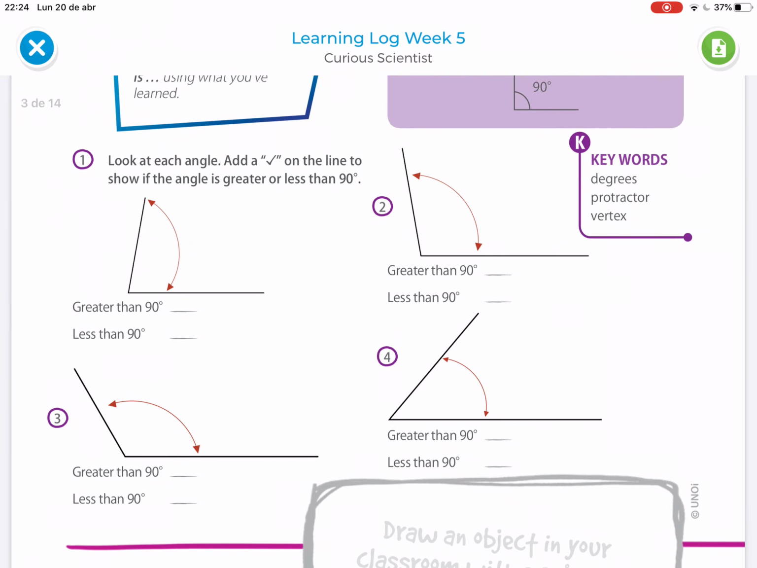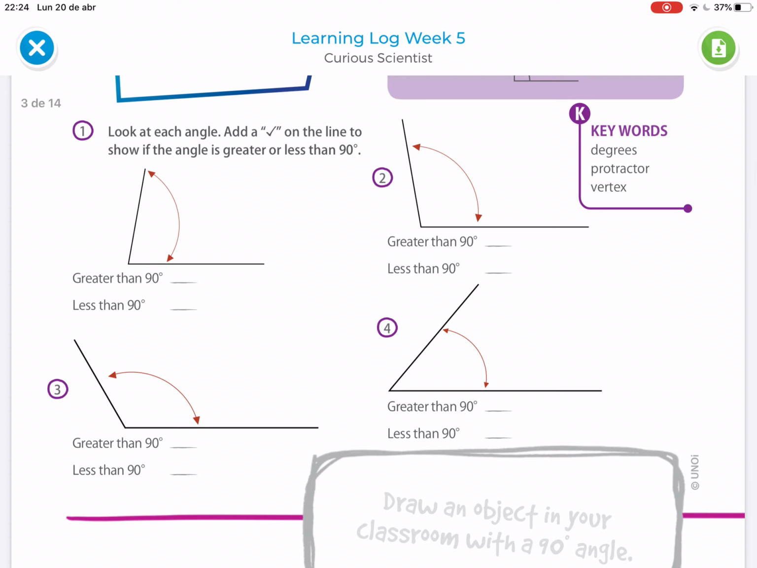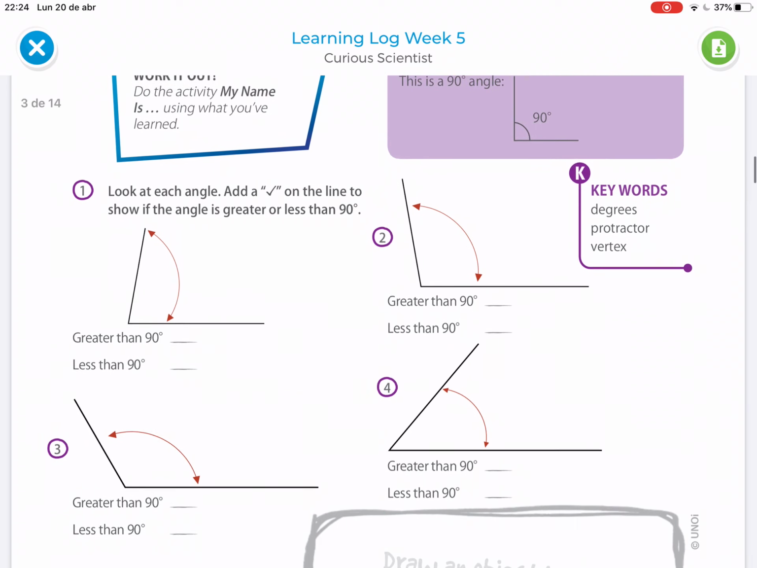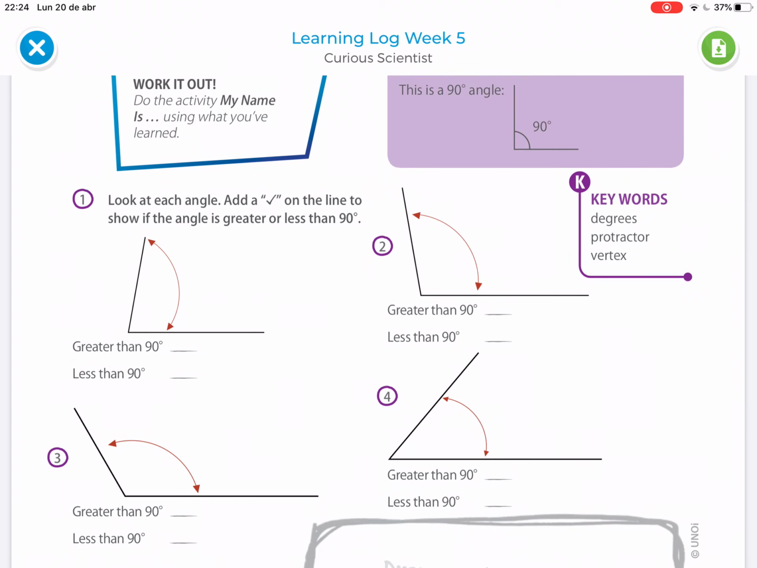Now on activity number 1, it says look at each angle. Add a check mark on the line to show if the angle is greater or less than 90 degrees. So we look at example number 1 and compare it to the example on the purple box. It looks like it's smaller than the 90 degrees angle, right? So we will go ahead and put less than 90 degrees. So on example number 2, the line seems to be bigger than the example on the purple box. So it will be greater than 90 degrees.